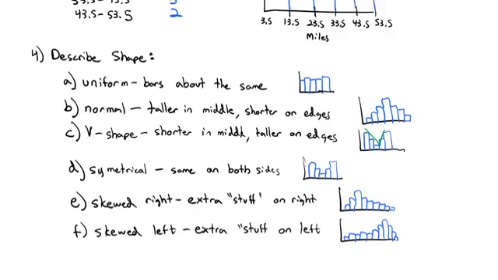So that's histograms. We can draw them to show the shape of the data. We can describe them as uniform, normal, V-shaped, skewed, symmetrical. Really can help us visualize what our data set looks like.